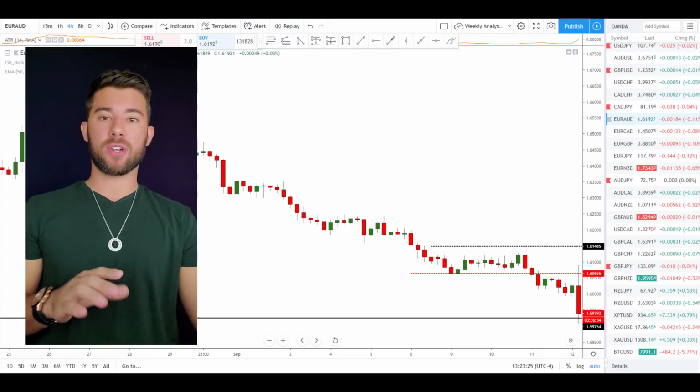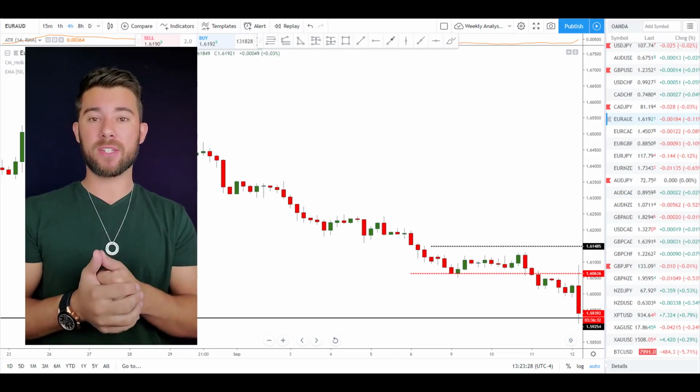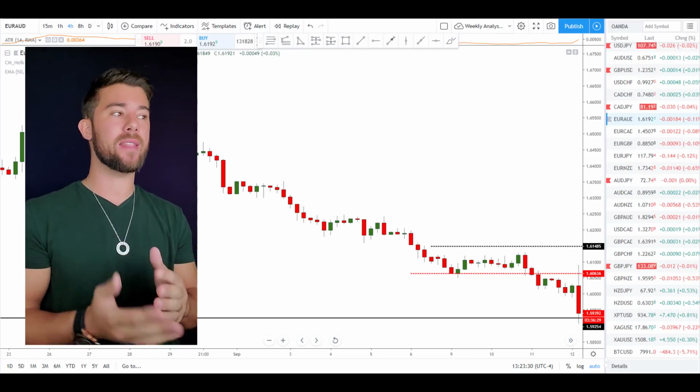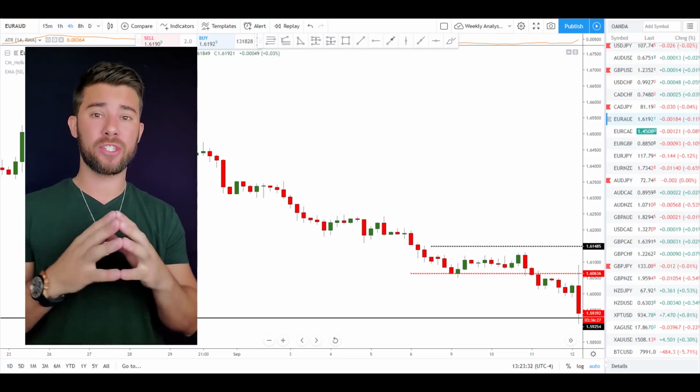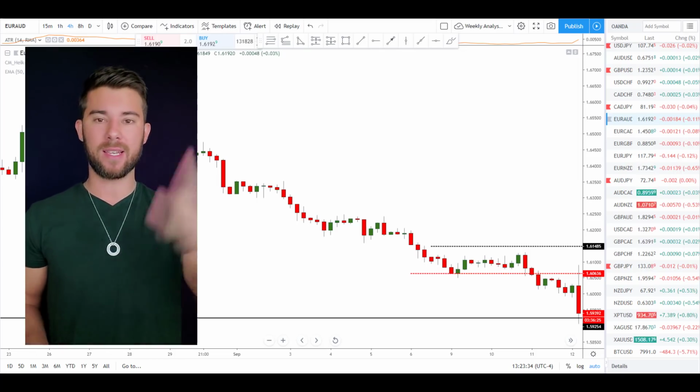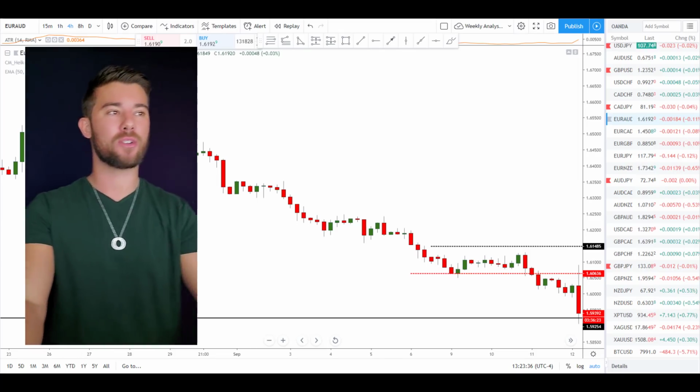In today's video, I'm going to solve a problem that I've seen so many traders have, and I've had so many questions about. That is, how do I avoid entering a trade at the end of a trend and then getting stopped out? So for example, take a look at the chart on the screen.